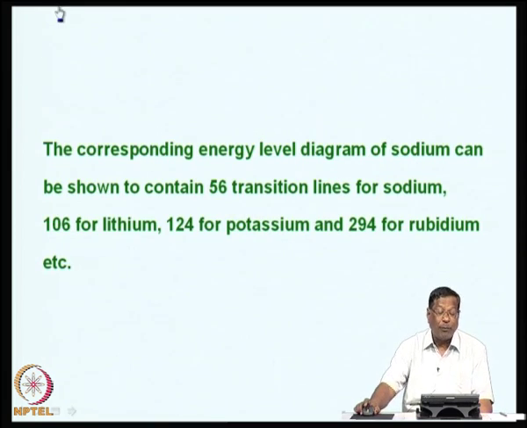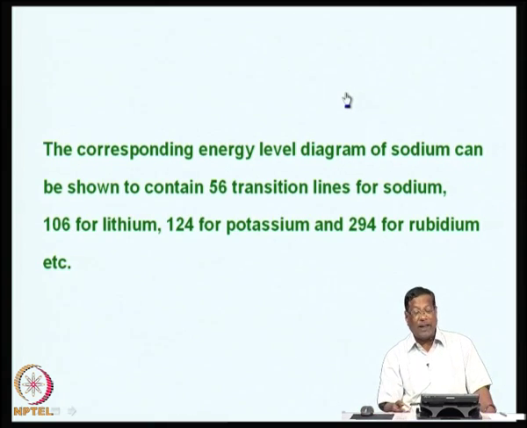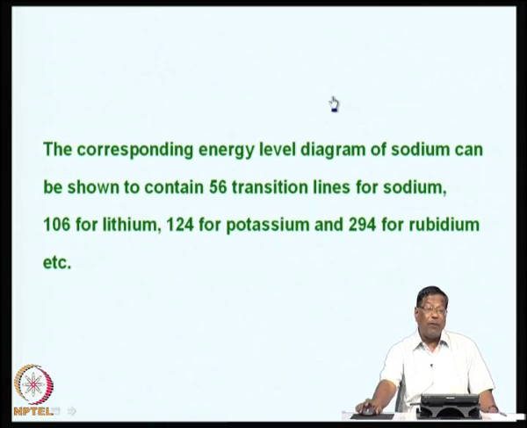carbon are possible. So, the corresponding energy level diagram for sodium can be shown to contain 56 transition lines for sodium and 106 for lithium, 124 for potassium and 294 lines for rubidium, etc.